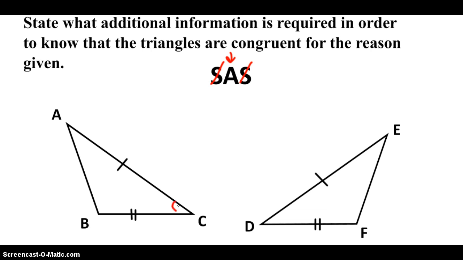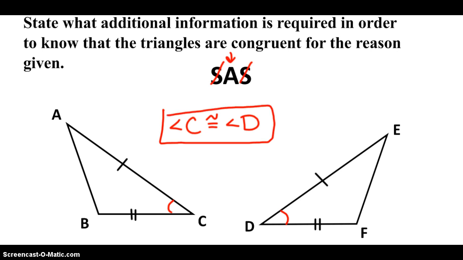If you said angle C, that is correct. Angle C is in between line CA and BC. Notice that I said the letter C twice. That is the only angle that touches both lines. So going over here to DEF, that means angle D is your included angle. So the answer we're looking for is we need to know that angle C is congruent to angle D, and then I can prove these two triangles congruent by side, angle, side. So this is the additional information you needed to know, that angle C is congruent to angle D.